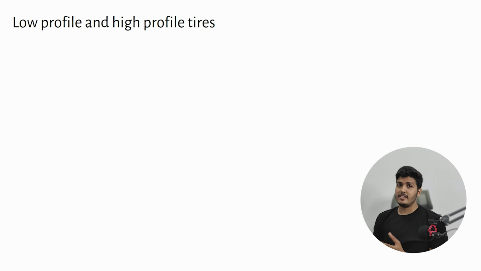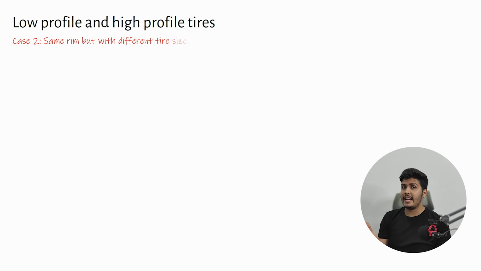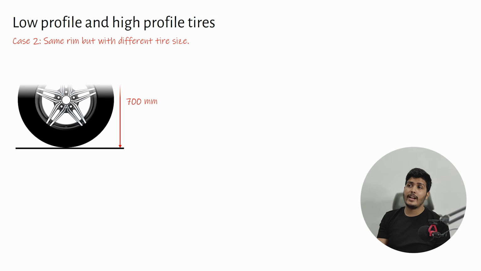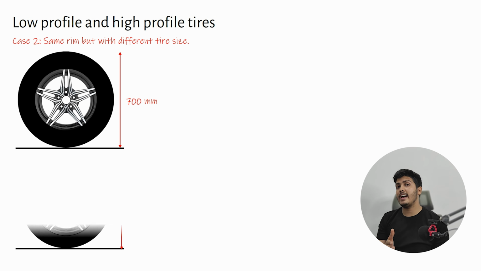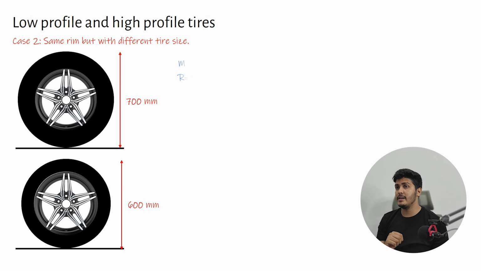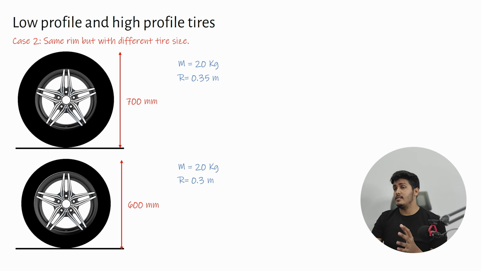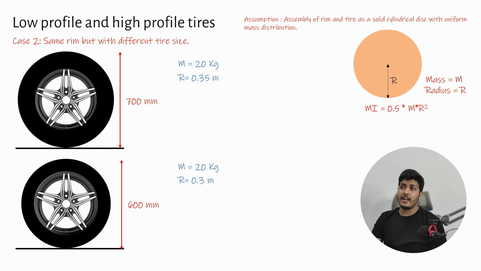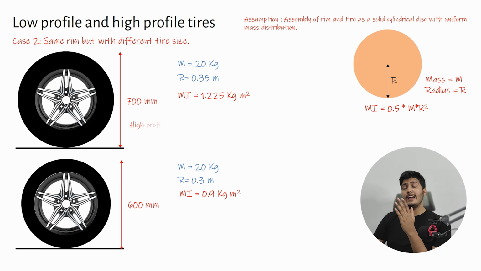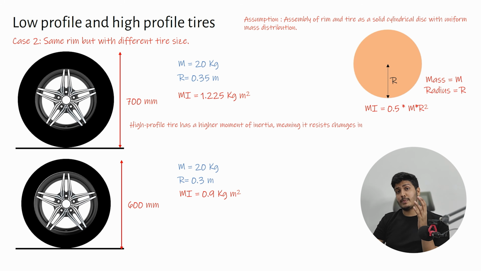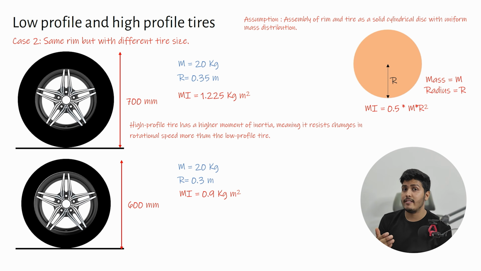Let's take a similar type of case. Here we are having the same rim but different tire sizes. The first tire is having an outer diameter of 700 mm and the second tire is having an outer diameter of 600 mm. Let's assume both tires weigh the same. This will give the moment of inertia of the larger tire as 1.225 kg meter square and the moment of inertia for the smaller tire as 0.9 kg meter square. So again, here the high profile tire has a higher moment of inertia, meaning it resists the change in rotational speed more compared to a low profile tire. Therefore, a vehicle with a low profile tire will accelerate faster, assuming the other factors remain constant.